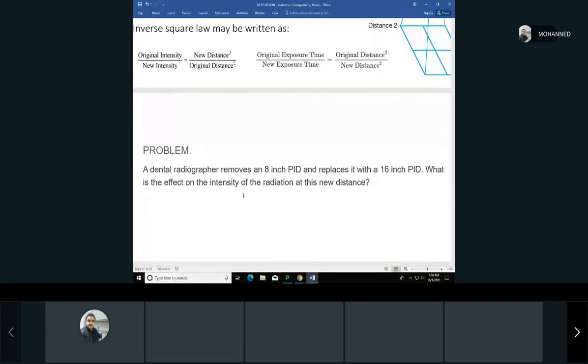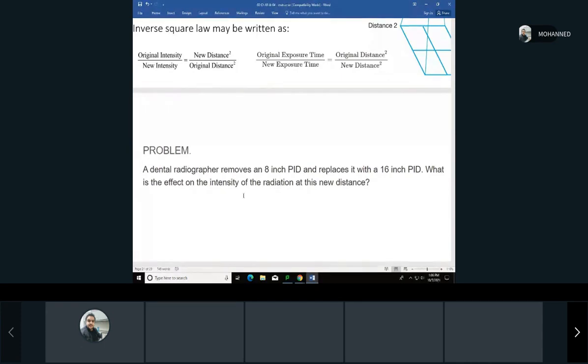Well, it said, okay, now look. This formula says new distance over old distance squared equals original intensity over the new intensity. So, what is the new intensity? We're asking about the new intensity, like what it would be. You're right, but you just have one more thing, not really more math.